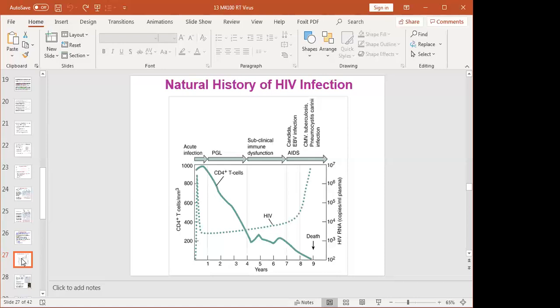That's where we see clinical AIDS and opportunistic infections such as Candida albicans, EBV or Epstein-Barr virus infections, CMV, cytomegalovirus, tuberculosis, pneumocystis carinii, and other infections that will eventually lead to the death of the patient.